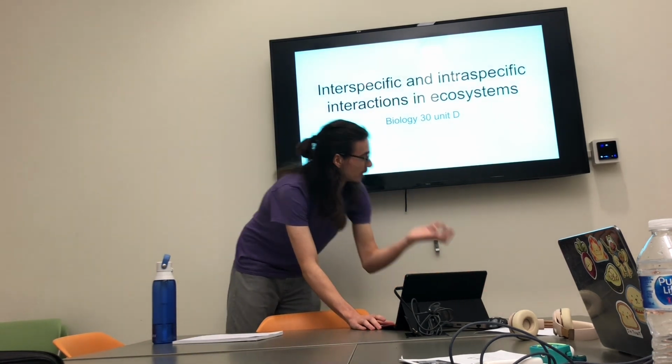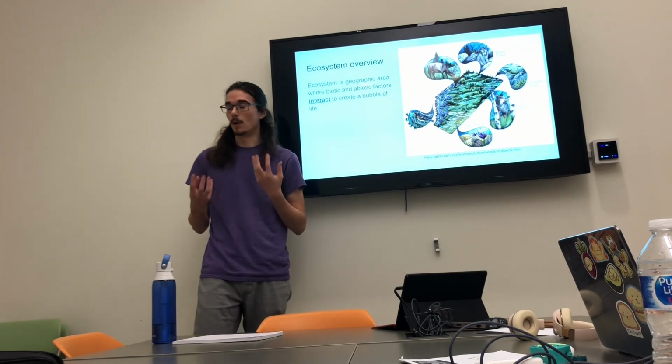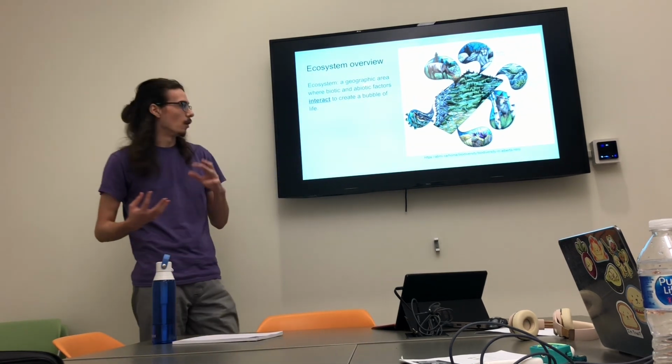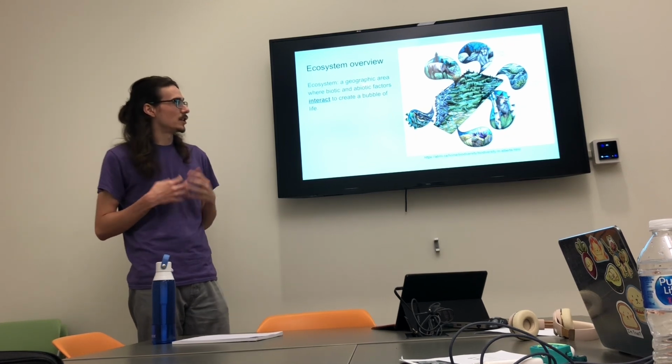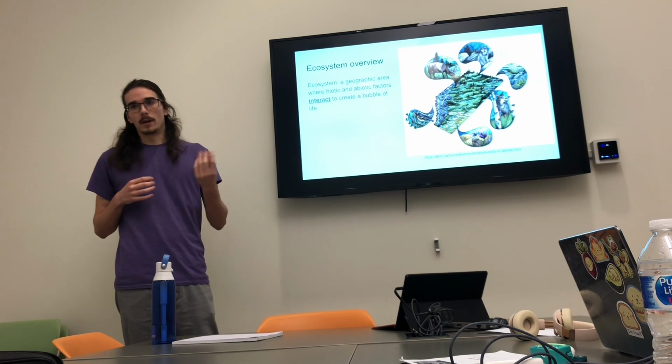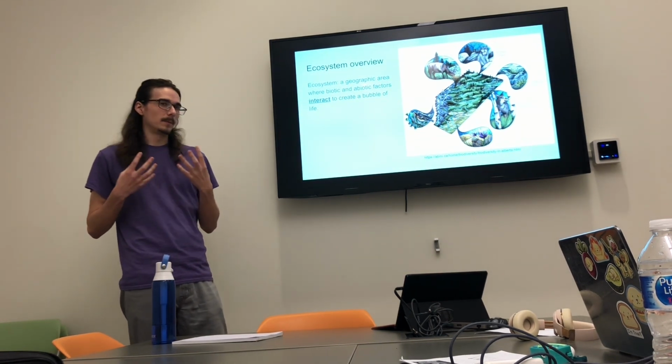So, good morning class, we're continuing on with our talk on ecosystems and the interactions that go on within ecosystems. So a brief overview of what we covered last time: what is an ecosystem? It's a geographic area where both biotic, living, and abiotic, which would be the non-living, factors interact to create the bubble of life.